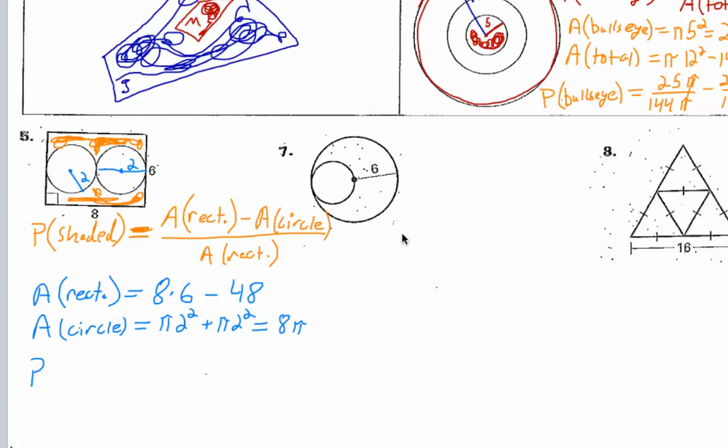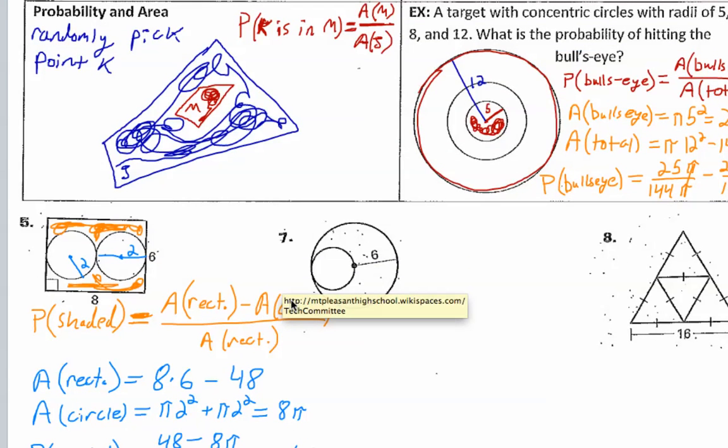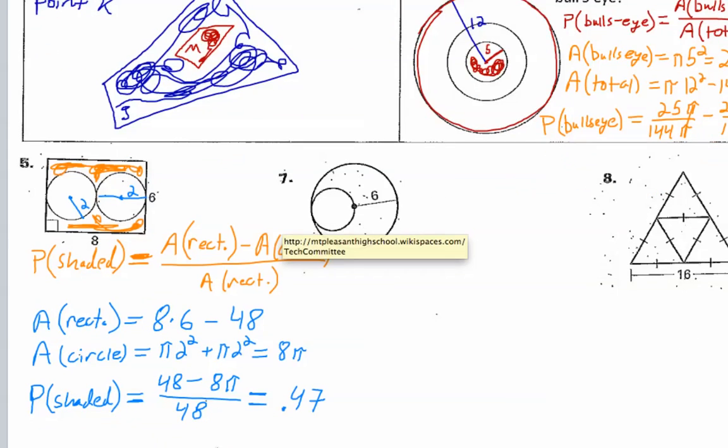And I will try to refresh the page and see if that helps. It doesn't look like it's going to. Oh, wait. Oh, there it is. There we go. Okay, so that's what we said: 48 minus 8 pi divided by 48 is 0.47.